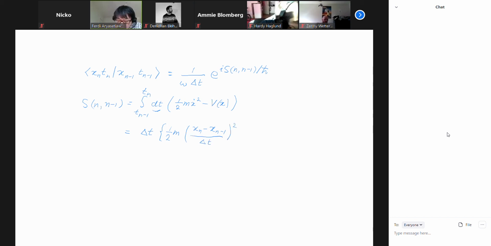Squared, so that's from the x dot. And then I have x. We can compute this at a kind of average position between xn and xn minus 1. And omega here, not omega, it should be small w, it's just some weight. So w is just some weight.